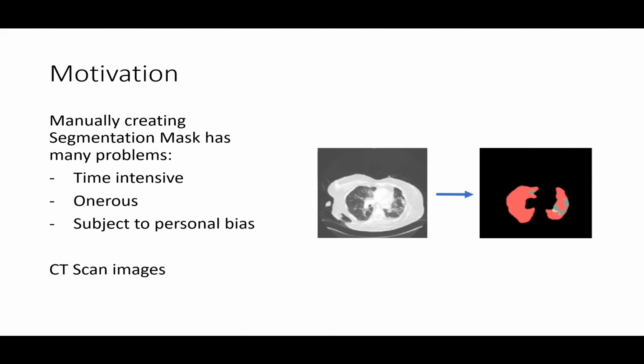It's usually done by many people, and when it's done by many people, each person has their own bias. So the masks look different based on who made them, but the main problem is that it takes a lot of time. Also, we're dealing with CT scan images. Those are lungs that we're seeing here, and that's what we're trying to annotate.